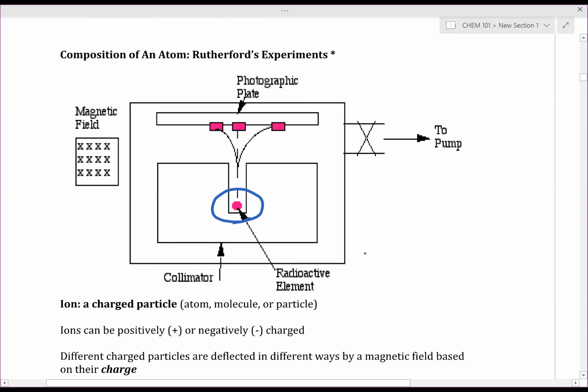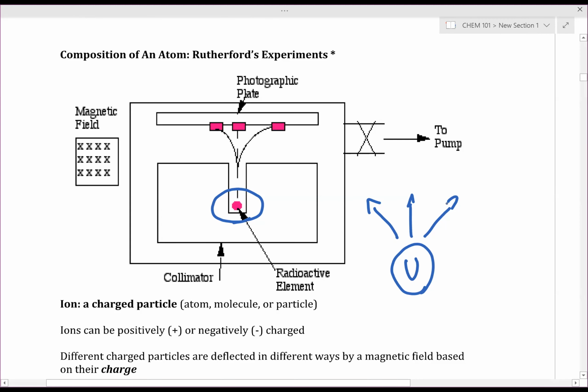So again, this radioactive element, such as, for example, uranium, is going to be throwing off subatomic particles. It's going to be throwing off the particles that make up an atom. And what we're going to do is we're going to apply a magnetic field. And what this field does is it's going to change how these particles shoot off into space, and it's going to direct the particles based on their charge.